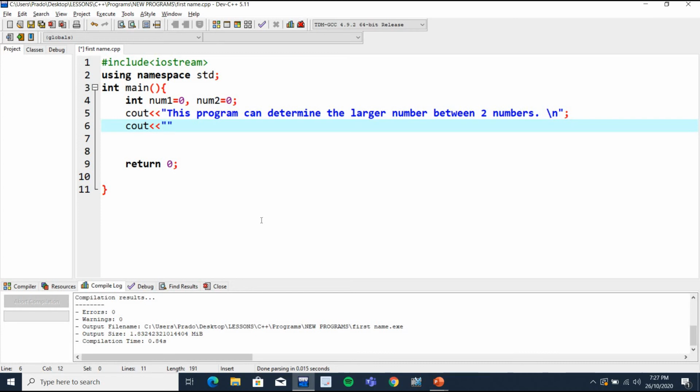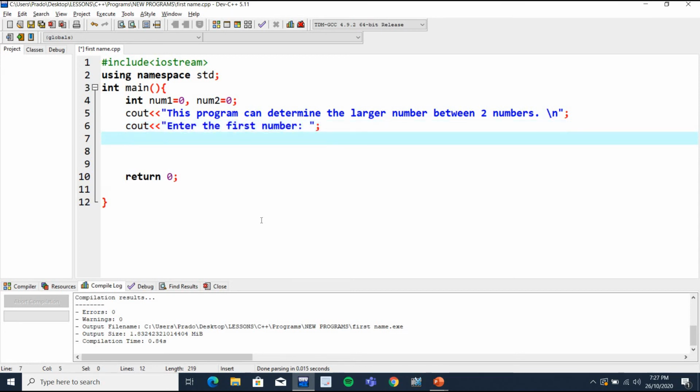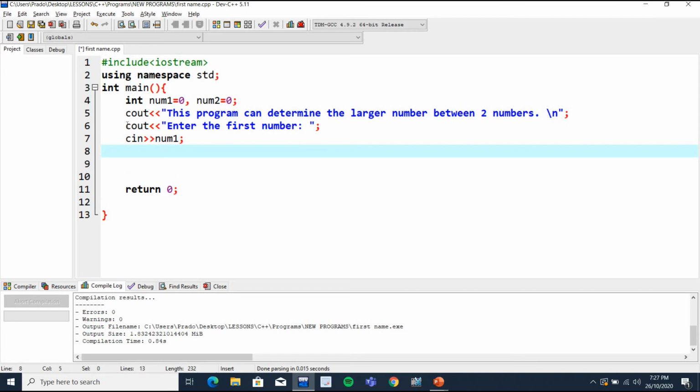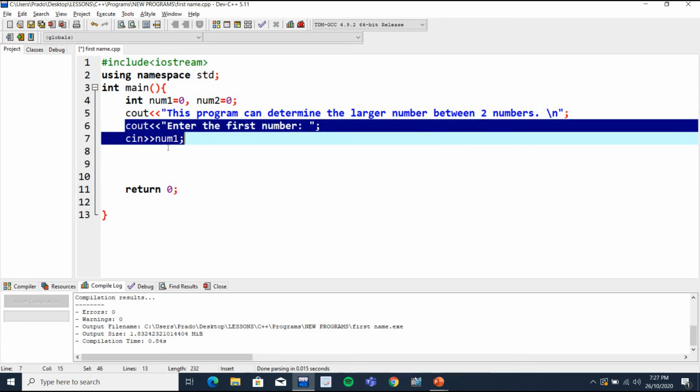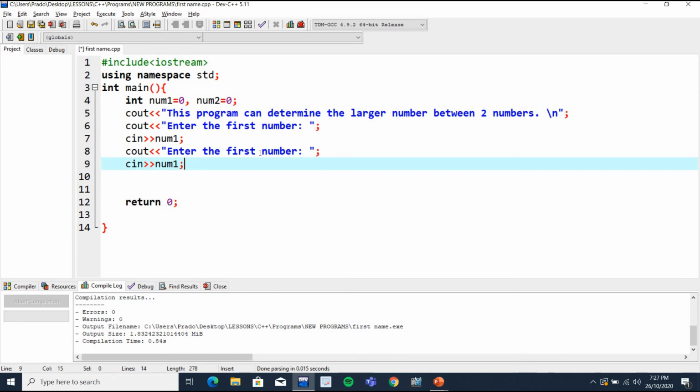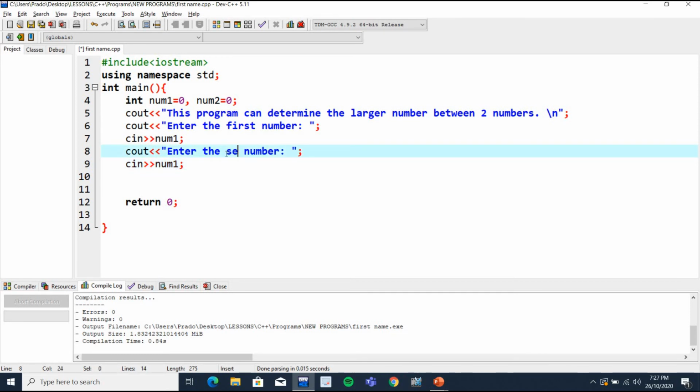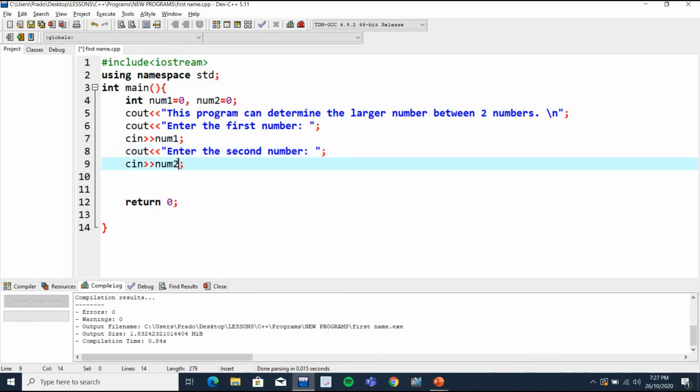So, hingi tayo kay user ng isang number. So, enter the first number. Semicolon, saka natin ilagay si cin, and then num1. Next, si second number naman tayo. So, copy na lang muna natin to, saka natin palitan po para mas mabilis yung pagko-code. So, palitan natin si first ng second, and then dito kay num1 to num2. So, tapos na.